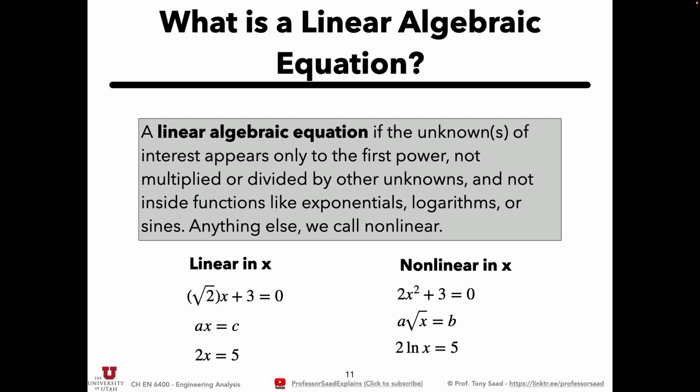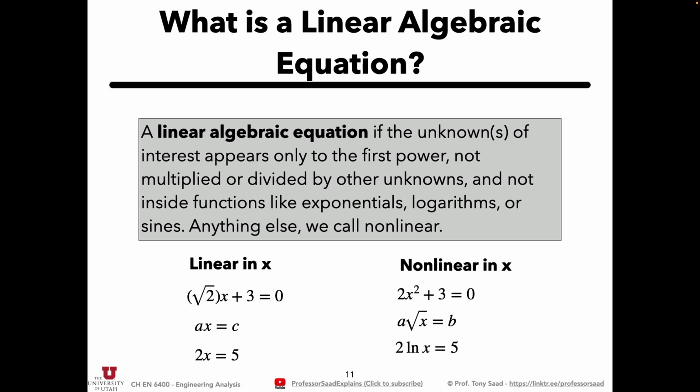In other words, it's neither squared nor operated on by any transcendental or complex function like sine, cosine, exponential, logarithm, square root, all of these things. A power of 2, a power of half, a power of 3, any of those make it nonlinear. So for example, all of these equations are linear in x. I have square root of 2x plus 3. Although there's a square root here, the square root of 2 is just a number. You know it. It's not an unknown.